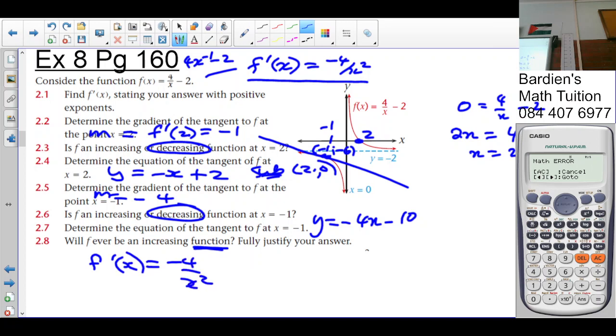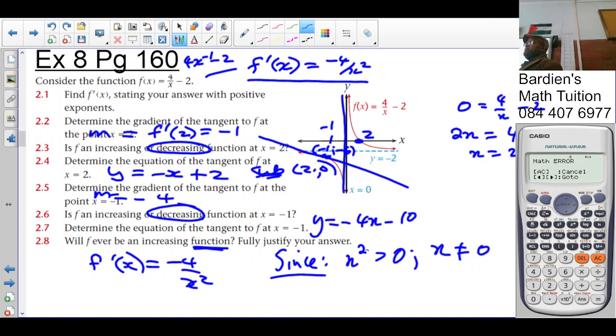You see, since x squared will always be greater than 0, not so? X can't be 0, no? Why can't x be 0? It will be undefined, not so? But if you look here, it can't be 0 because there's an asymptote here anyway. Okay. But you see, x squared is always positive. Can you see that? Why? Choose any number for x. 7. 7 squared is 49, which makes it positive. Choose another number. Negative 7. Negative 7 squared, positive 49. So whichever number you choose for x, x squared will always be positive, for x an element of the real numbers.